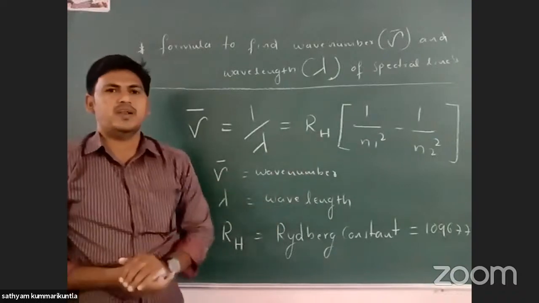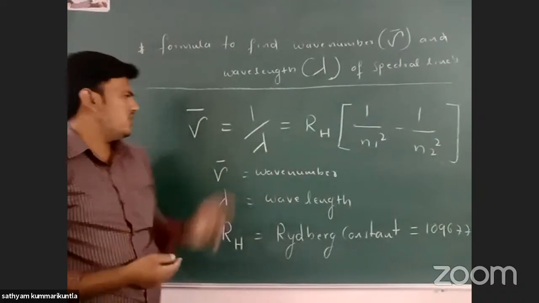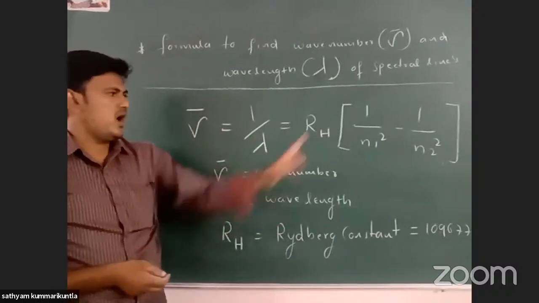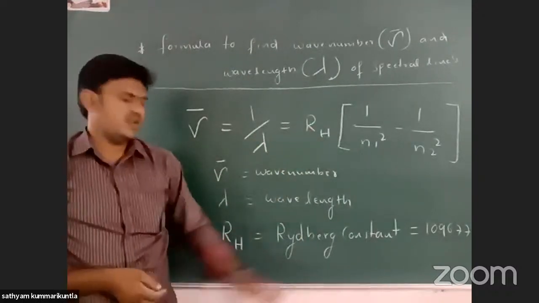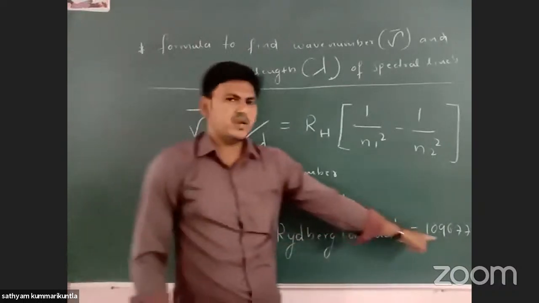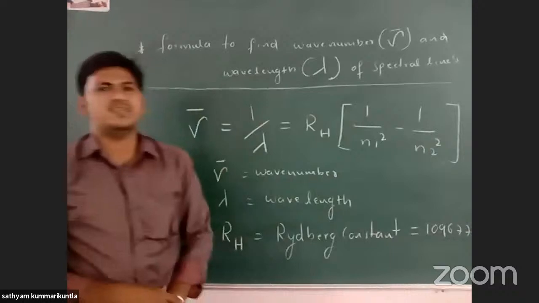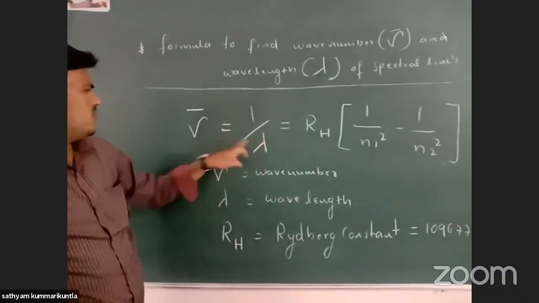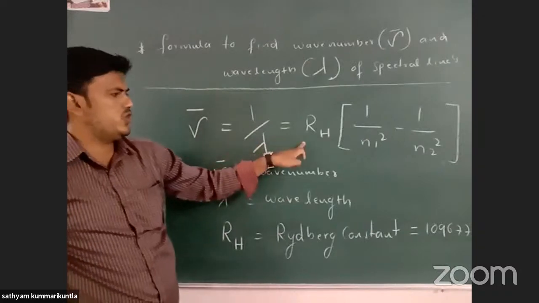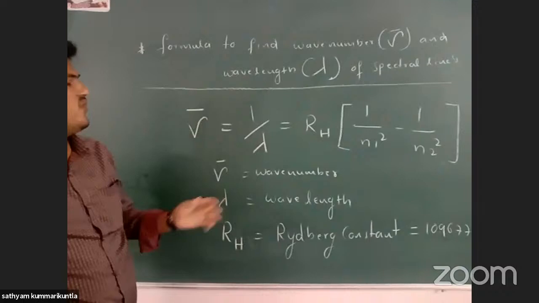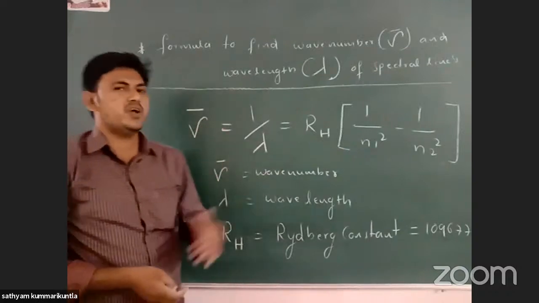N1, n2 we already know. So u bar is wave number, lambda is wavelength, RH is Rydberg constant. Rydberg is the scientist's name, and the Rydberg constant value is 109,677 per centimeter. So u bar equals 1 by lambda equals RH into 1 by n1 square minus 1 by n2 square. This is the formula to find the wave number and wavelength of spectral lines.